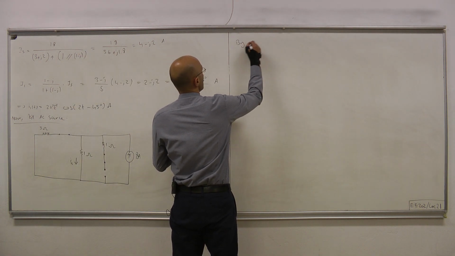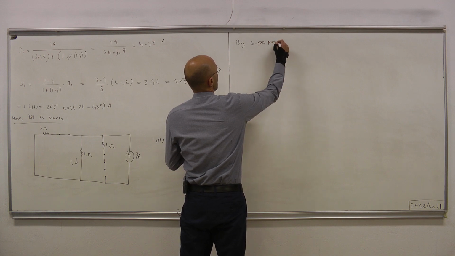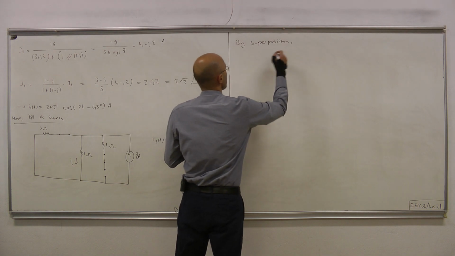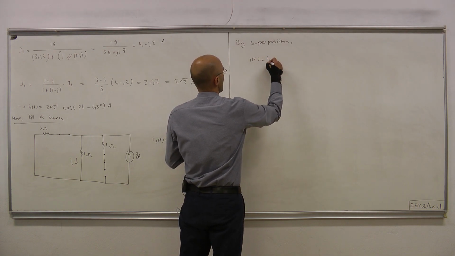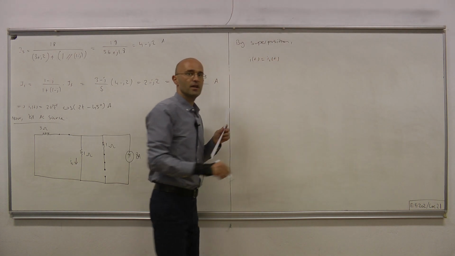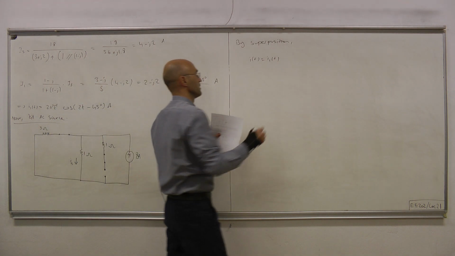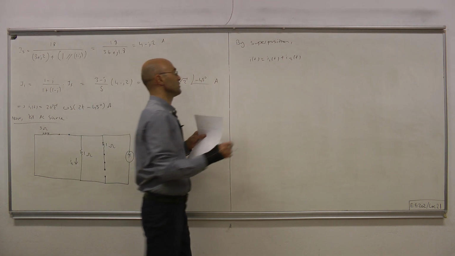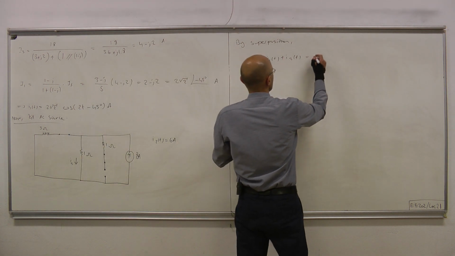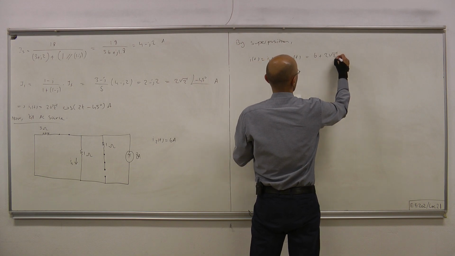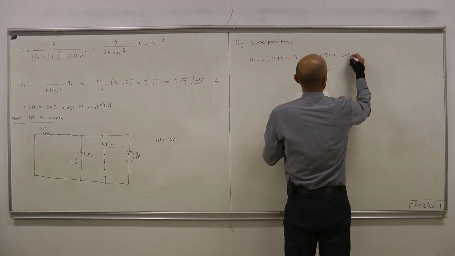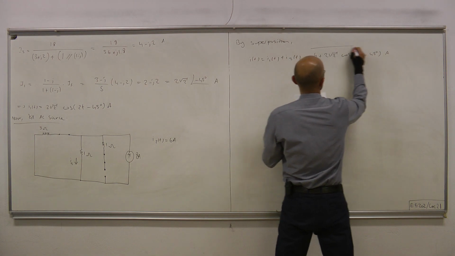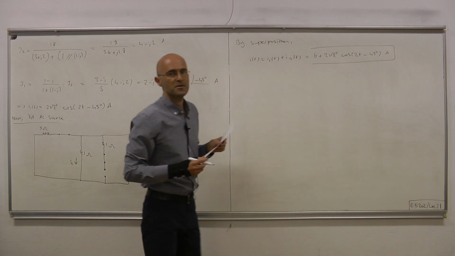Finally, by superposition, we can now write down the final answer. I of t equals I1 of t, the part of the current due to the sinusoidal signal, plus I2 of t, the part of the current due to the DC input, and that equals 6 plus the oscillatory part, cosine 2t minus 45 degrees amps.